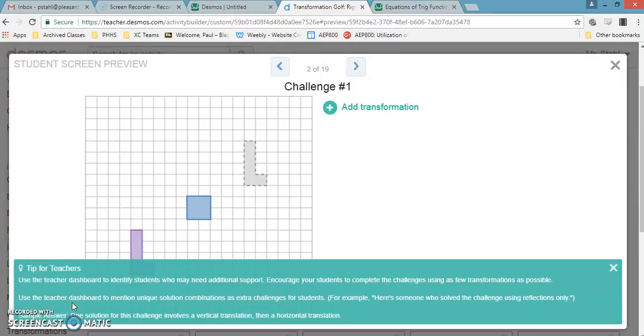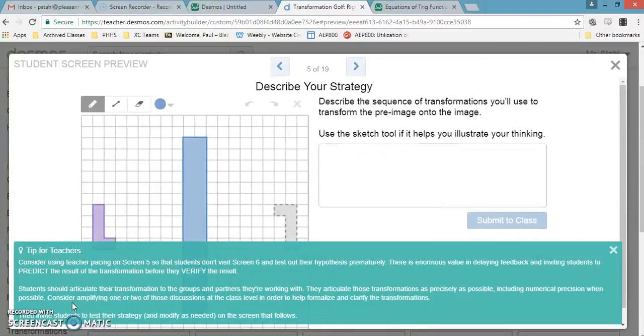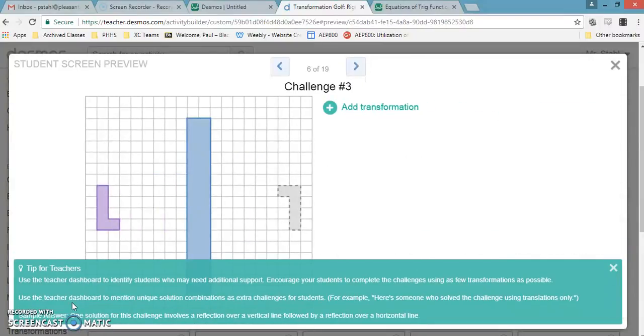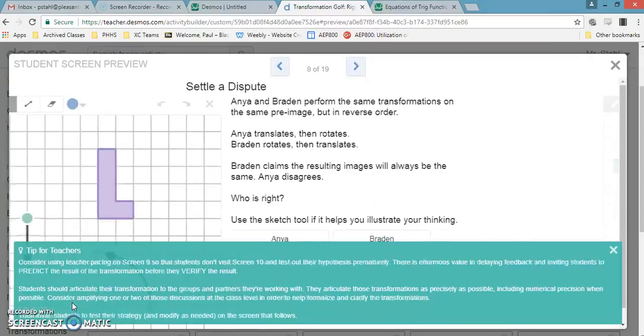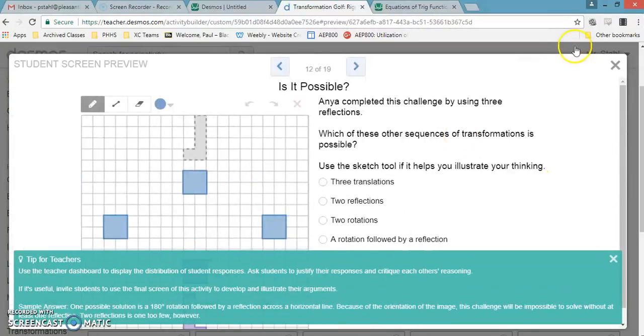So for example, this says try and complete this challenge using reflections only. As the students progress through this, they're asked to analyze whether students are correct or incorrect. They're asked to describe their thinking and explain what's going on, and then really just demonstrate their knowledge of the subject material.